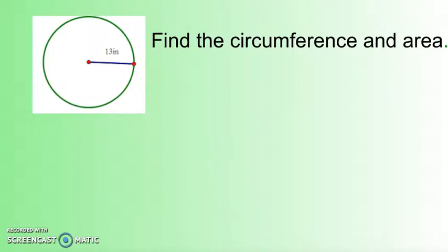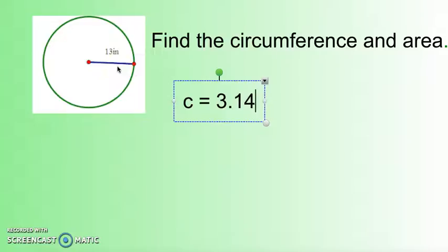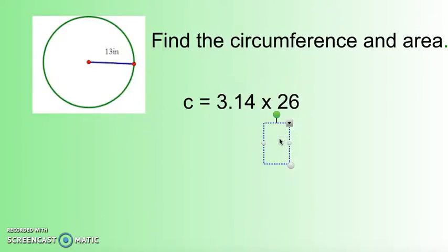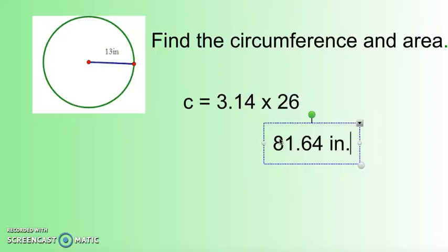Let's do another one. Circumference of this circle. Well, they only gave us radius, if you notice. This is only halfway across, so how do you find diameter? Because we've got to do 3.14 times diameter. Yeah, double it. What's 13 plus another 13? 26. So let's do 3.14 times 26. We get 81.64. And our label is just inches.